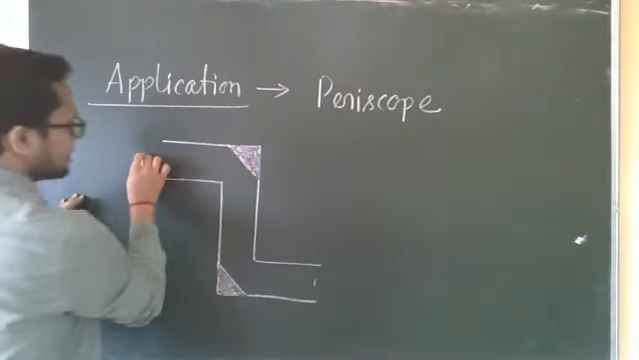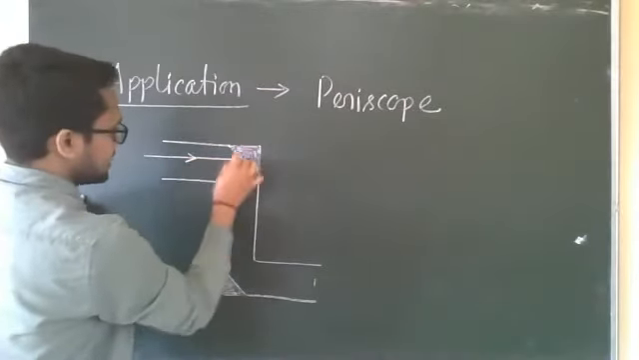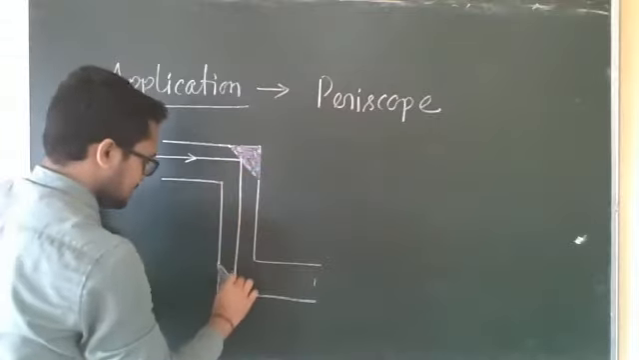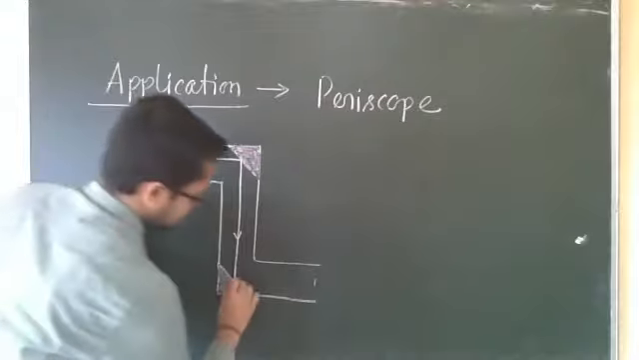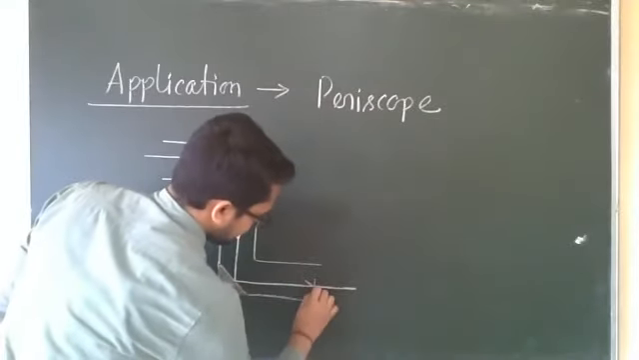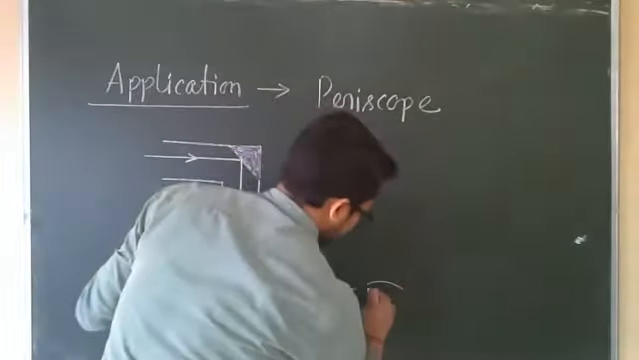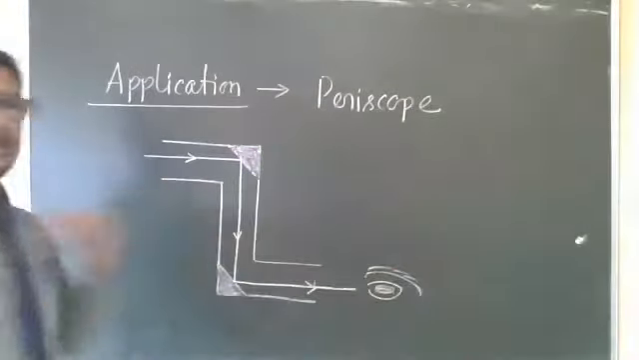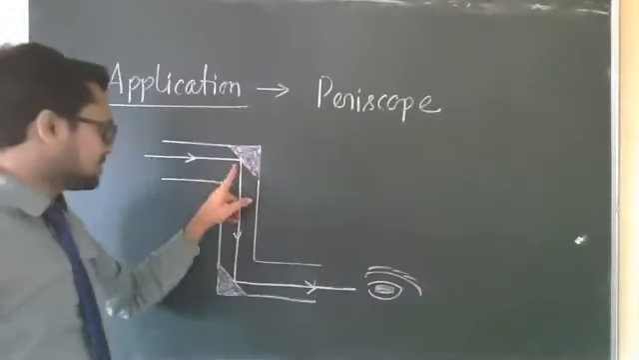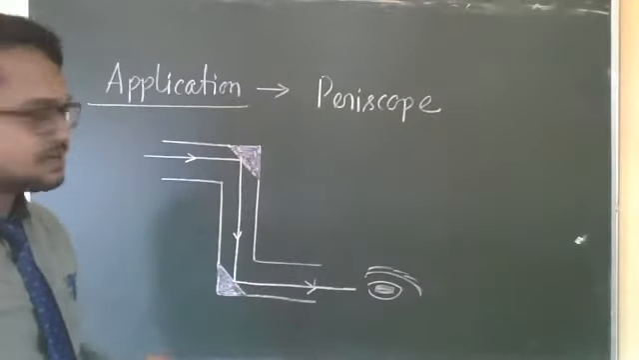So the light will come in this way. Then here total internal reflection. It will fall on the next prism. Again total internal reflection, and it will come out to our eye. So in this way it works. Here total internal reflection, here also total internal reflection.